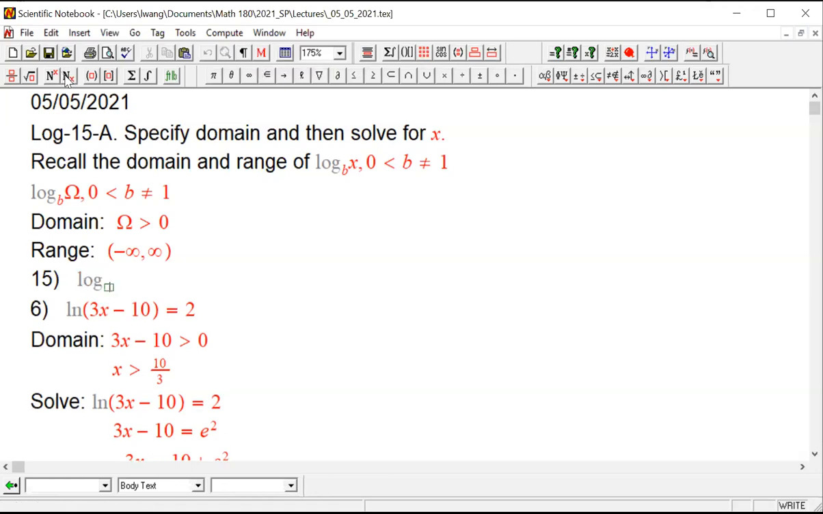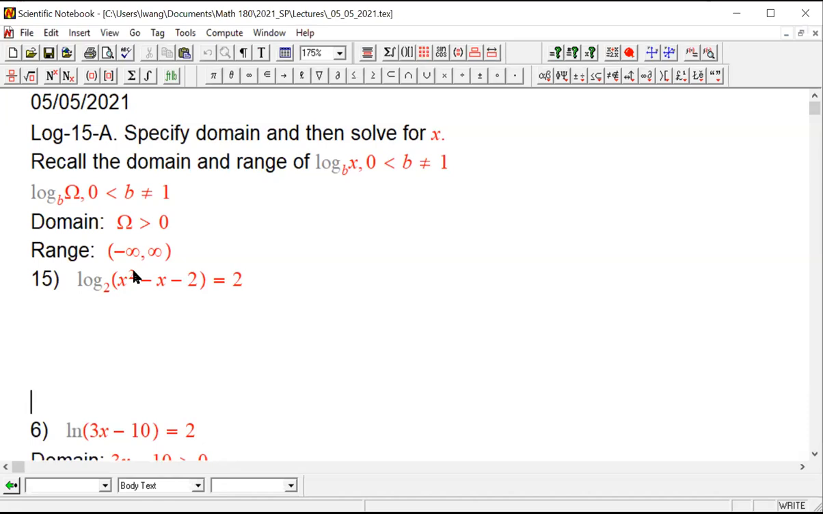Log base 2 of parentheses x squared minus x minus 2 is equal to 2. A lot of 2's in this question, right?